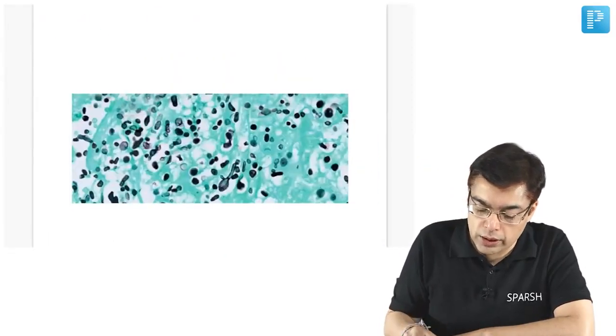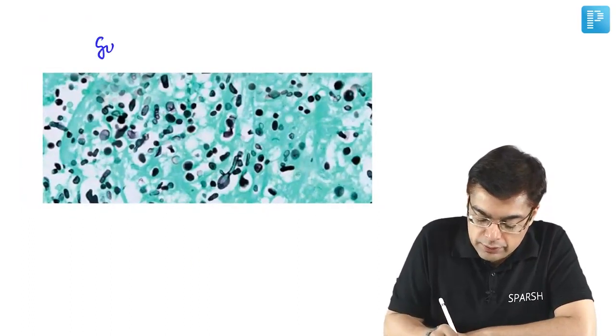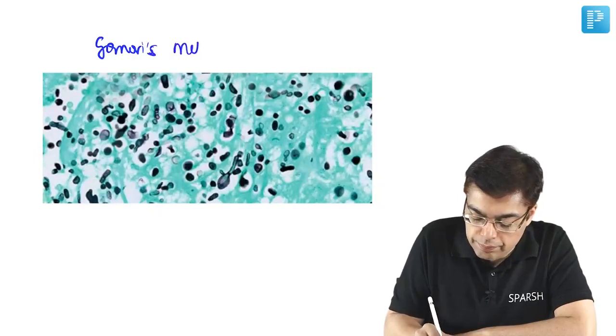The next one about which we need to have an idea is what is given the name of Gomori's methenamine silver stain.